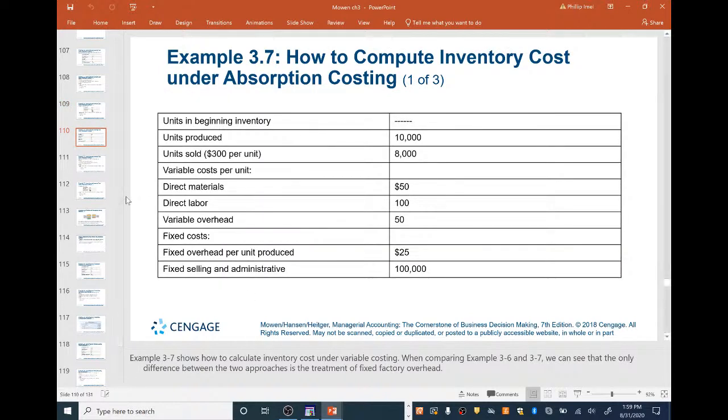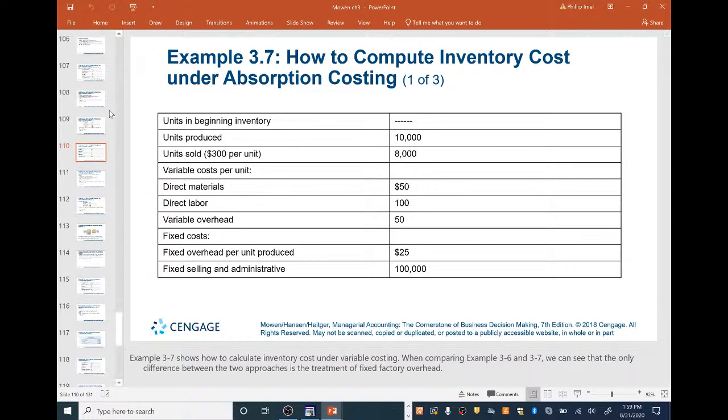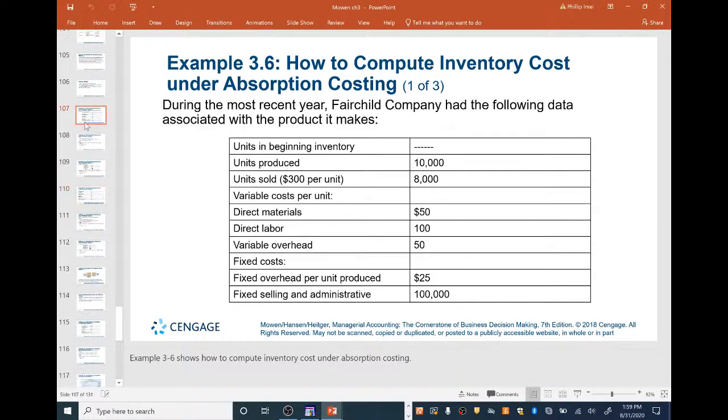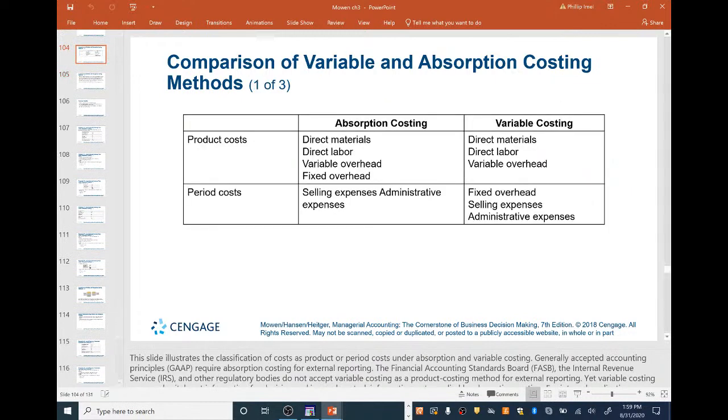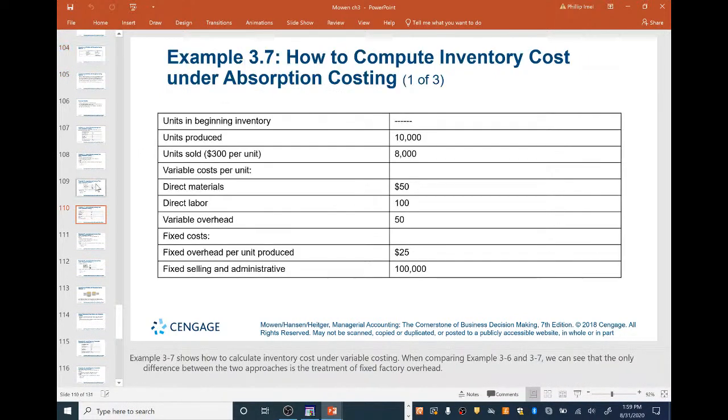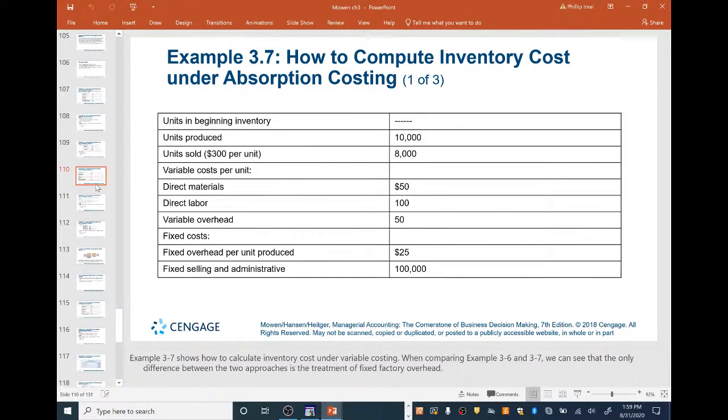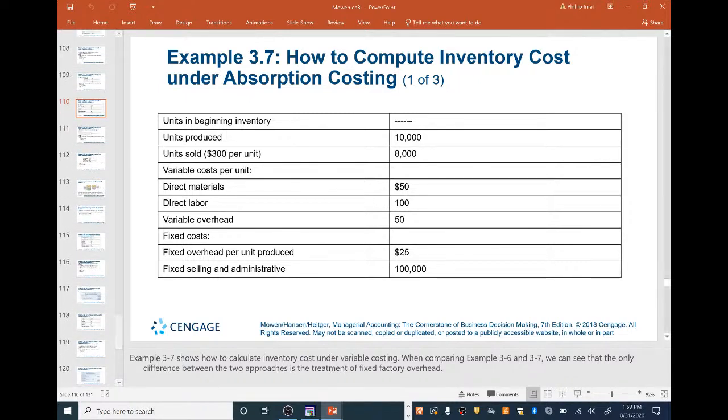Now let's look at how to compute inventory cost under variable costing. I know the slide says absorption, but we really just did absorption. It's just a misprint. So this one here is the variable. Once again, same data, and we'll come back to it.